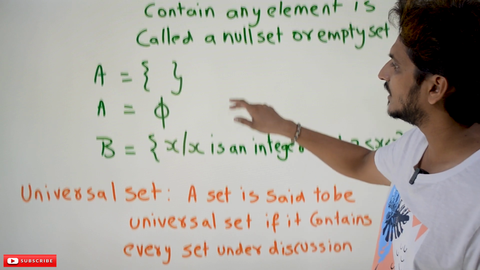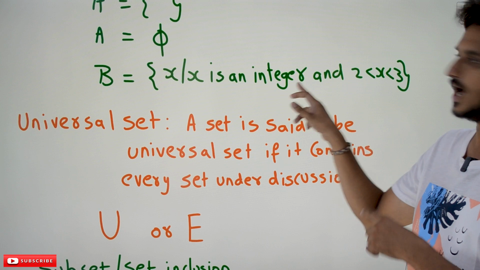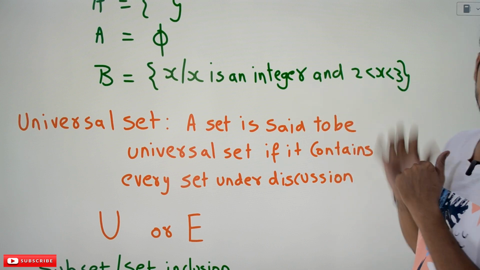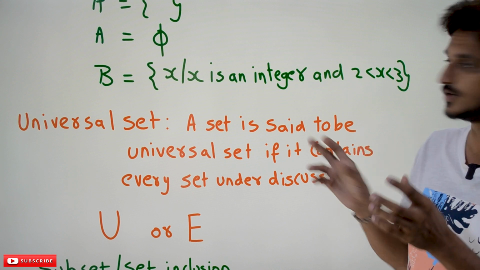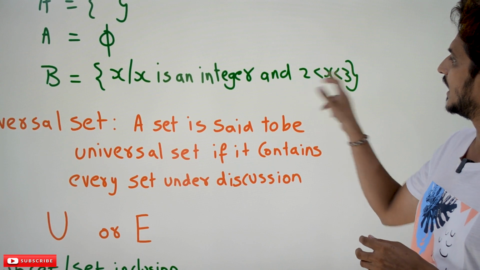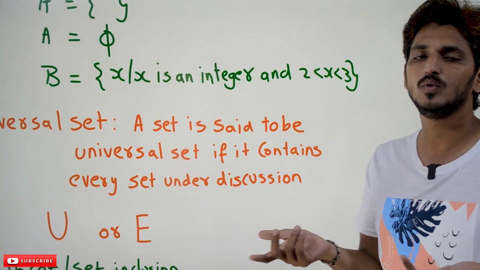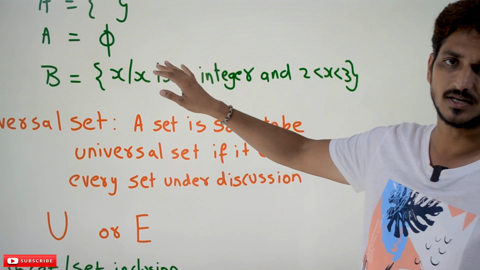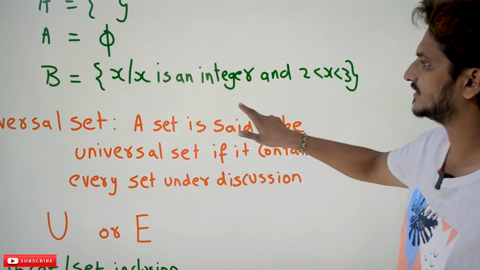One more example in the other way, B is equal to x, where x is an integer and 2 less than x less than 3. This is the condition it has to satisfy. It means you should find an integer that lies between 2 and 3. Is there any integer between 2 and 3? No, we don't have any integer between 2 and 3. So this set is an empty set. Empty set means null set. It does not contain any of the elements.